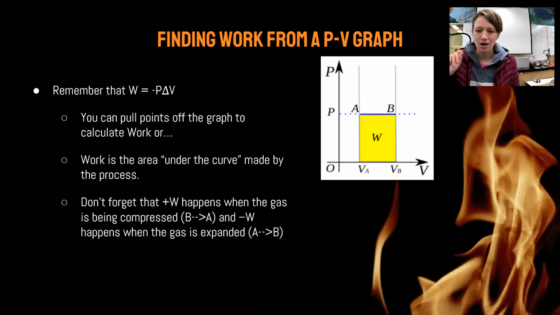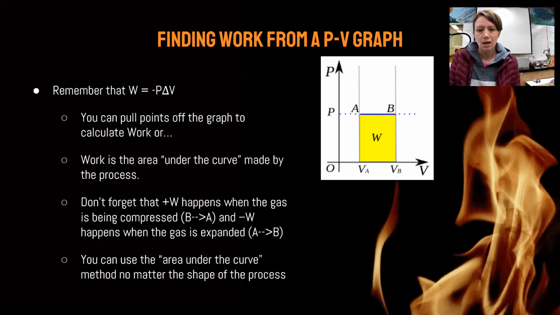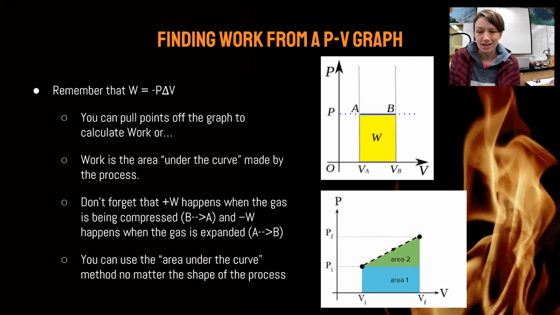So you've got to tack on that positive or negative sign after you calculate the area under the curve, because the area is always going to be positive. So you need to think intentionally about what your negative sign should be. You can use this area under the curve method no matter what the shape of the process is. If you're in calculus, you're probably thinking integrals. That's what we're doing here.